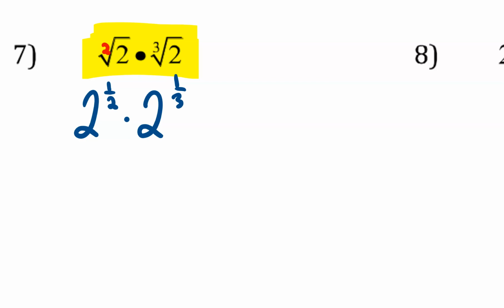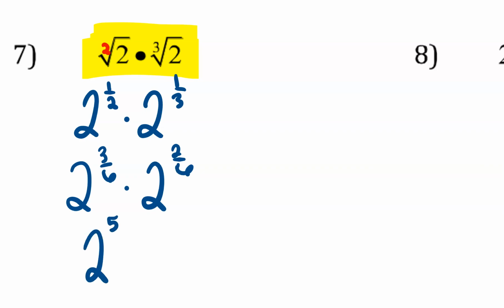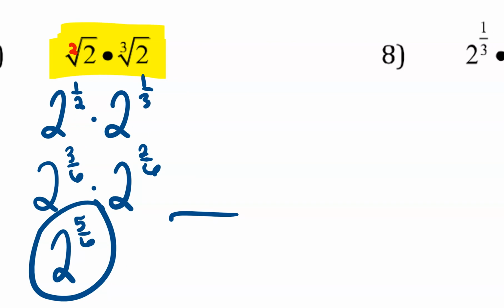Since we're multiplying like bases, we can add the exponents. We just need to get common denominators. So 2, and I can get a common denominator of 6. If I multiply this first one by 3, this will be 3/6 times 2 to the, if I multiply this one by 2, this will be 2/6. Add the exponents, we get 5/6. That's my answer in exponential form.